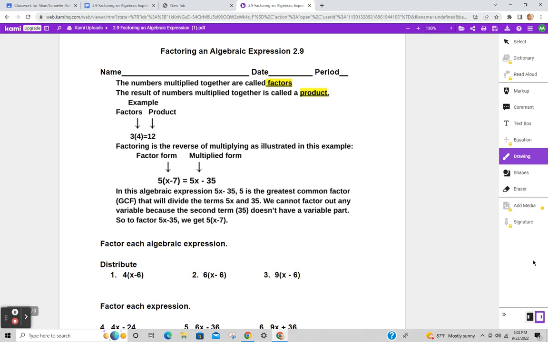Hi everyone. In this video lesson, we're going to learn how to factor algebraic expressions. We're going to begin by going over two very important words in this lesson.